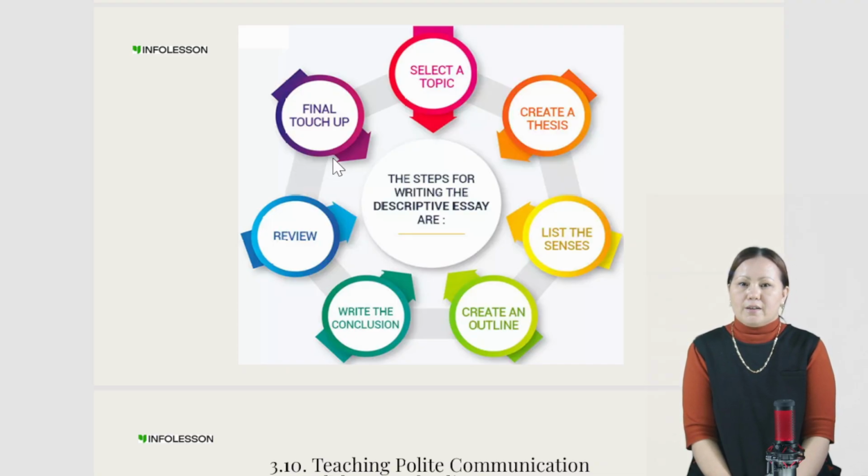The steps for writing the descriptive essay are: the first, select a topic; the second, create a thesis; the third, list the senses; the fourth, create an outline; the fifth, write the conclusion; sixth, review; the seventh, final touch-up.